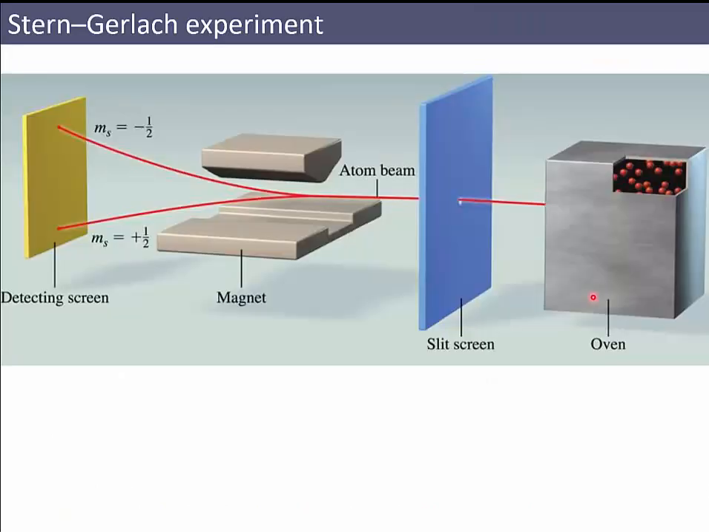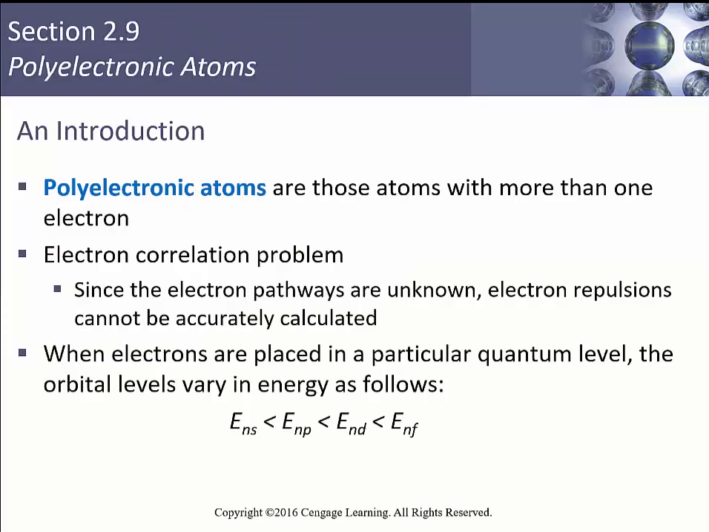So how do we know this is happening? This is coming from something called the Stern-Gerlach experiment, where you've got an oven which produces an atom beam, and you've got a strong magnet, and you can have an electron spin, and they can go one of two ways, either spin up or spin down. So it's going to deflect either towards or away from that magnet.